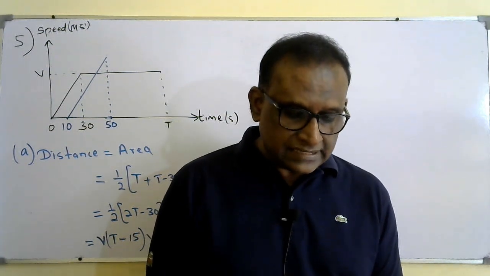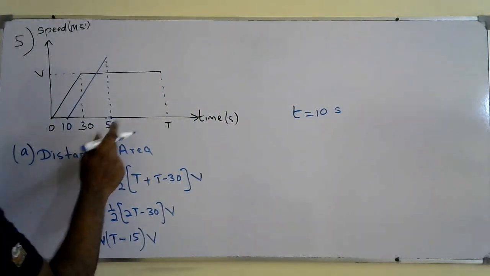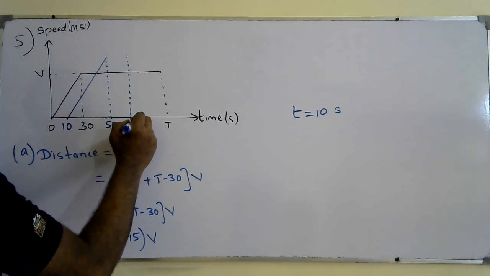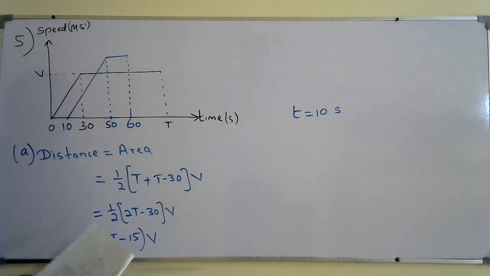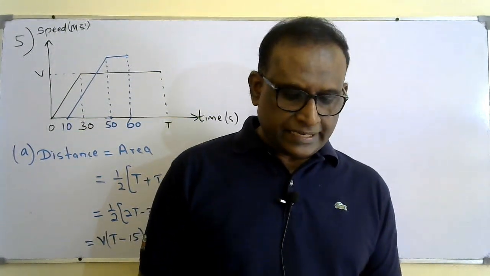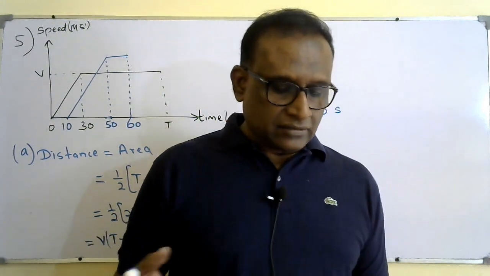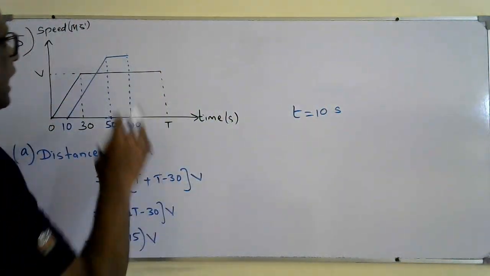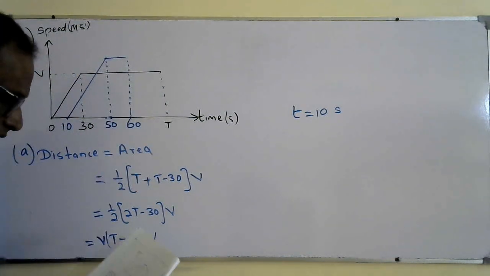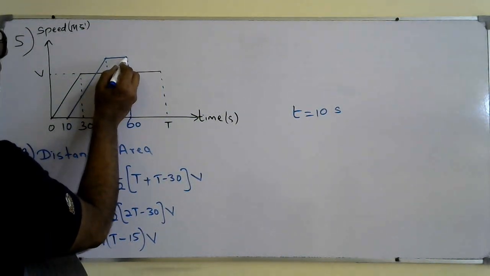The motorbike then travels at constant speed for a further 10 seconds, which means from 50 to 60 it is traveling at constant speed, before decelerating uniformly until it reaches the speed of V at time T seconds. So it moves at constant speed and then decelerates until its speed becomes the same as the speed of the car at time T seconds. At this time its speed becomes V, so it decelerates uniformly.